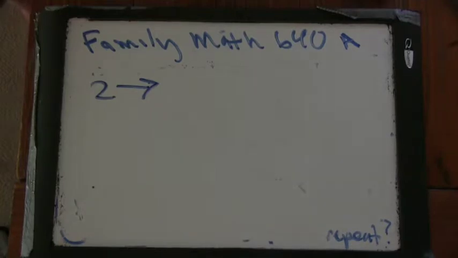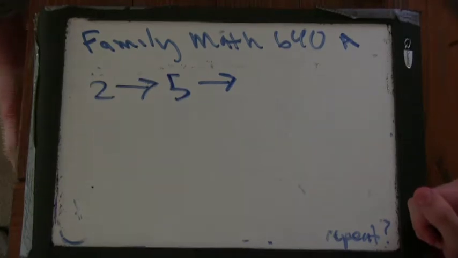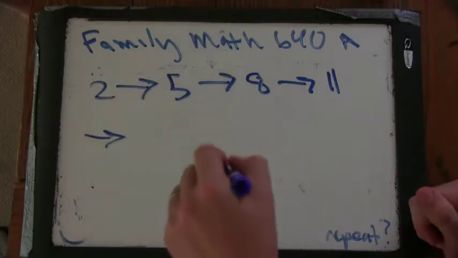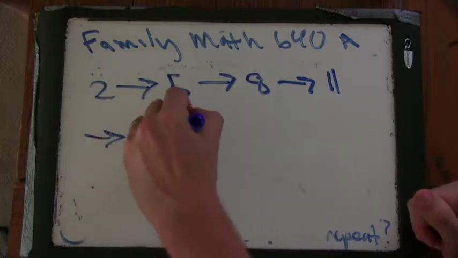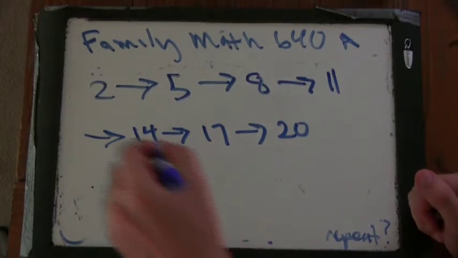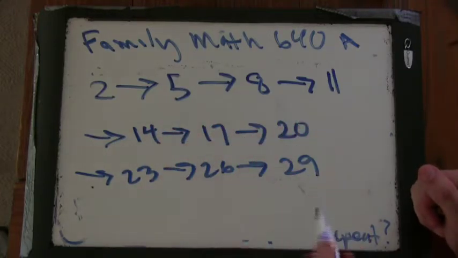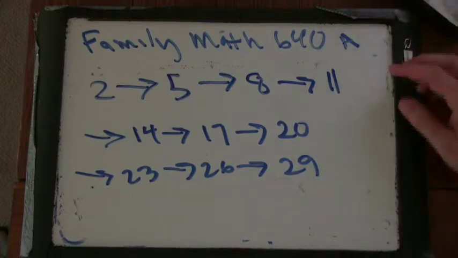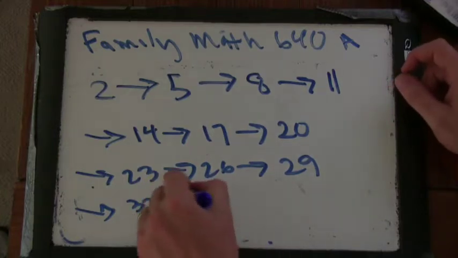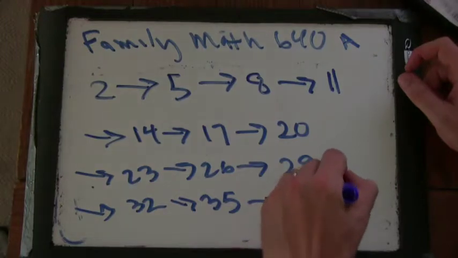So we'll have to add 3. Right. Go to 5. Okay, we'll have to add 3 again. All right. Go to 8. And add 3, go to 11. And 14. Okay. Then 17. And 20. And 23. 26. 29. 32. Yep, 32. Okay. Go to 35. 38. 41.